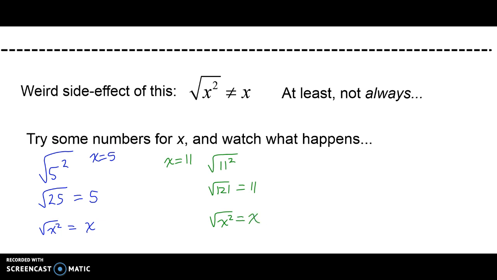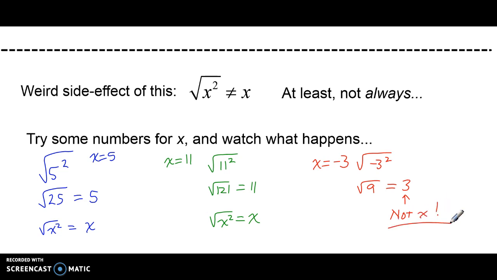Hold on a second. Let's try -3, say. So we're going to do the square root of (-3) squared. (-3) squared is 9. And the principal square root of 9, remember, that's what this symbol means, is 3. So we started with -3. That's not x.